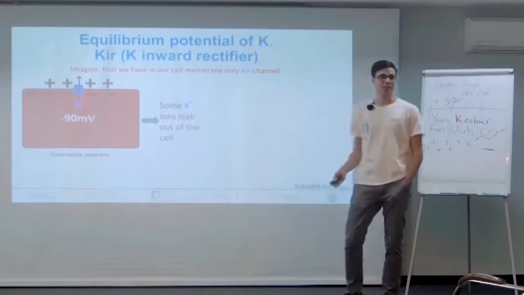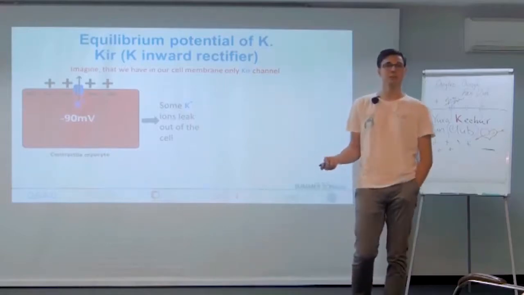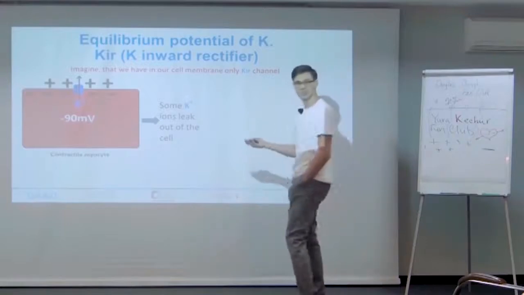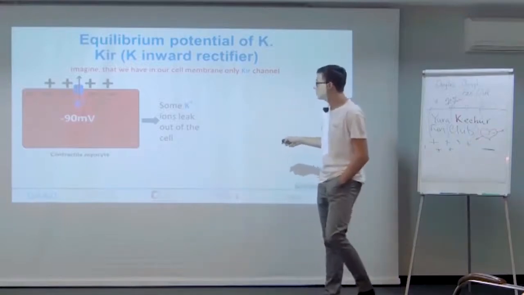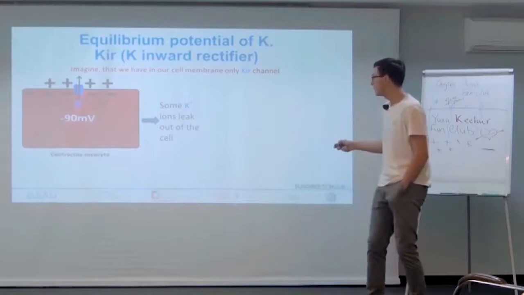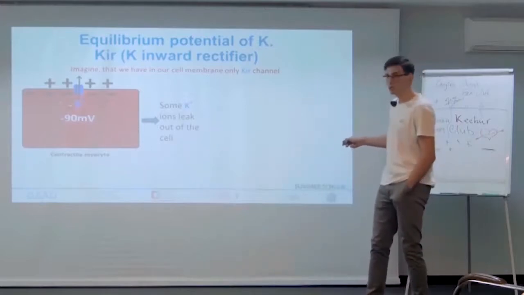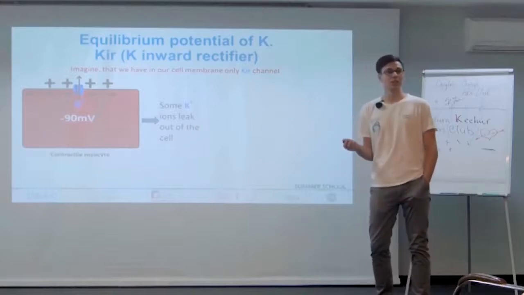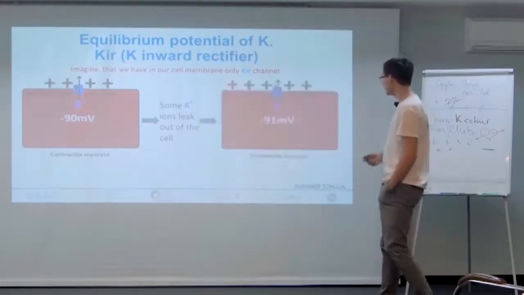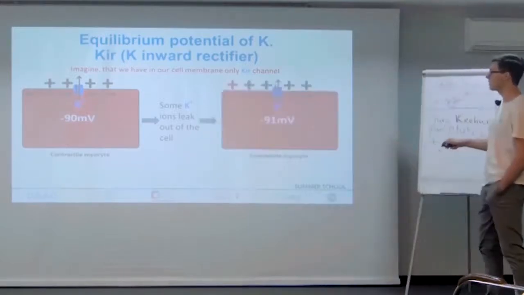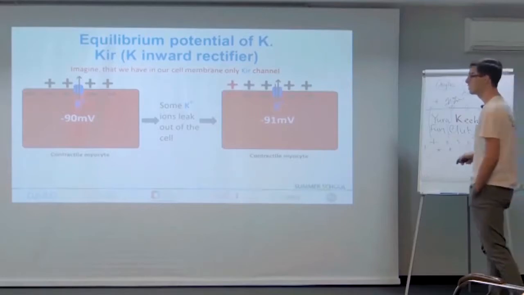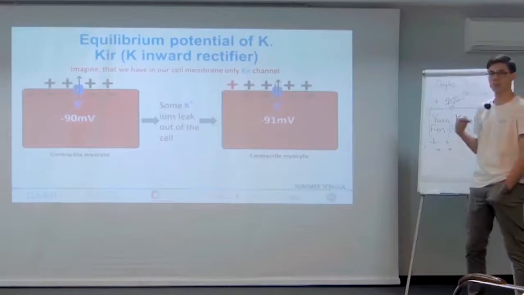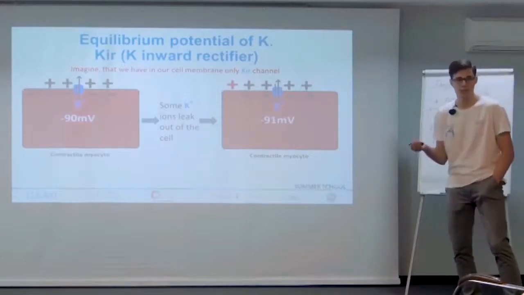If you lose something, you get more negative. It's like with businessmen. When they are losing money, they are getting more poor, and if they are getting money, they are getting more rich. So if you lose this positive thing, you get more negative. So the membrane potential will decrease. And this is what you see here: from minus 90 millivolts, it gets to minus 91 millivolts. It is a decrease of membrane potential, a decrease of the inner charge of the cell.